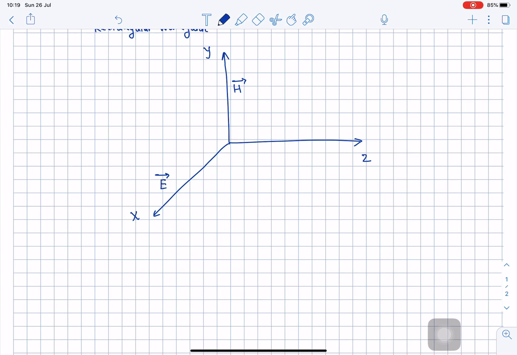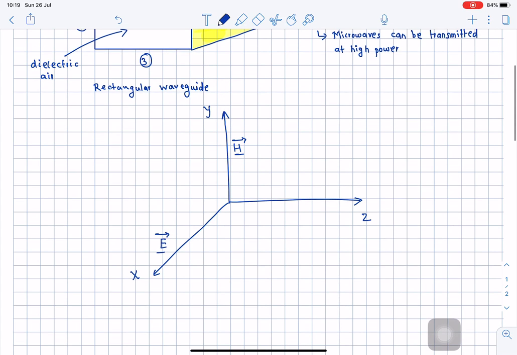So the electric field vector is available across the x-axis, and the magnetic field vector is available across the y-axis. These two fields, the electric field and magnetic field, are oriented perpendicular to each other, and that's why this gives a transverse electromagnetic wave. Please remember the meaning of transverse. Here we use that particular term called transverse. The meaning of transverse is perpendicular.